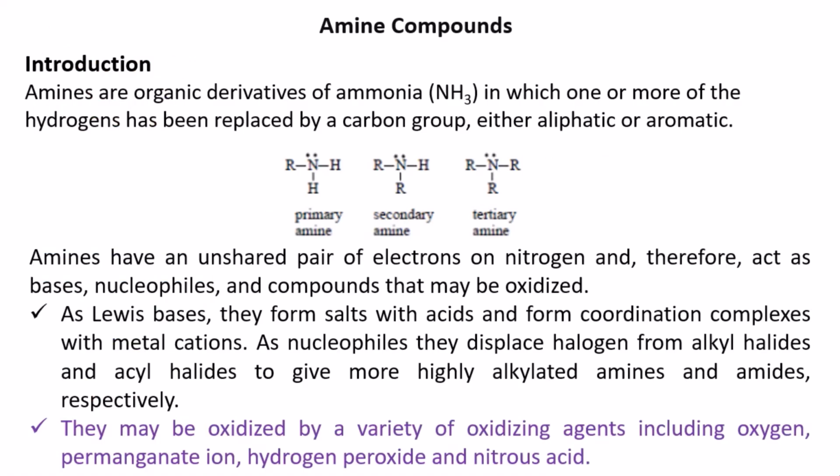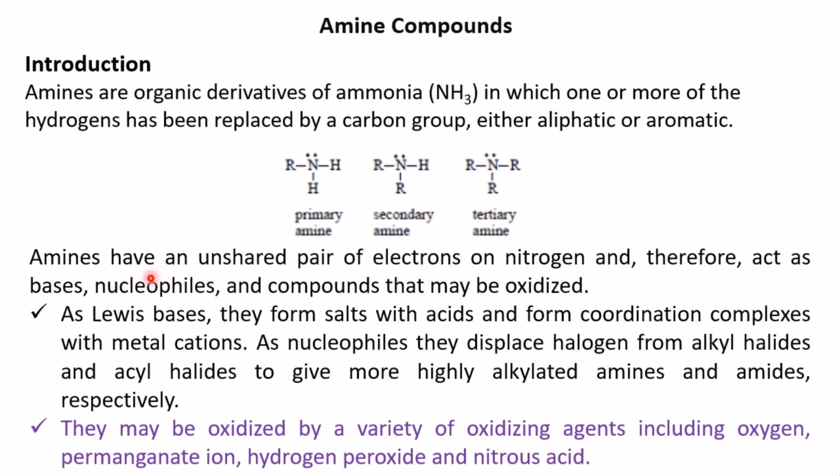So let's quickly look at what amine compounds are. I'm pretty sure you know of amine compounds, right? They are organic derivatives of ammonia, where one or more of the hydrogens are replaced with a carbon group, either an aliphatic or an aromatic functional group. So we have the primary amines, secondary amines, and of course the tertiary amines.